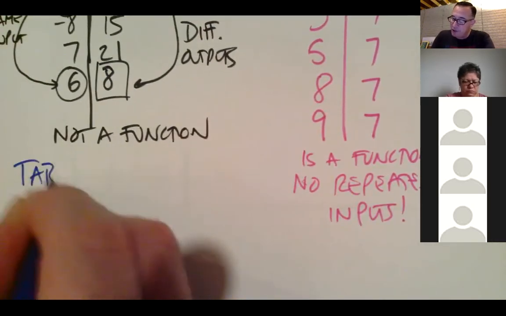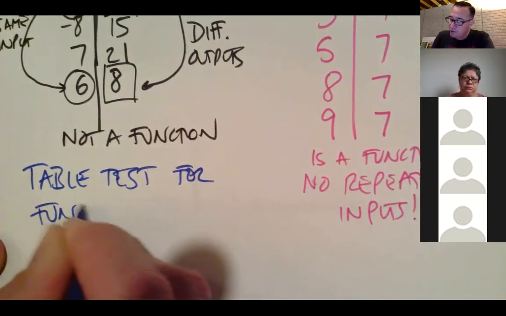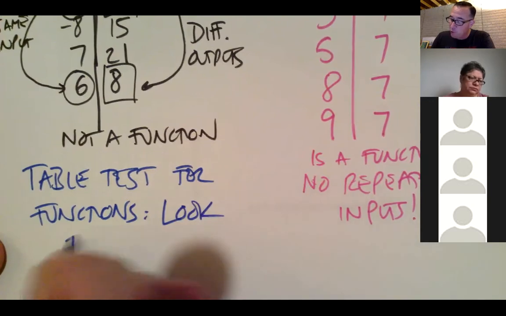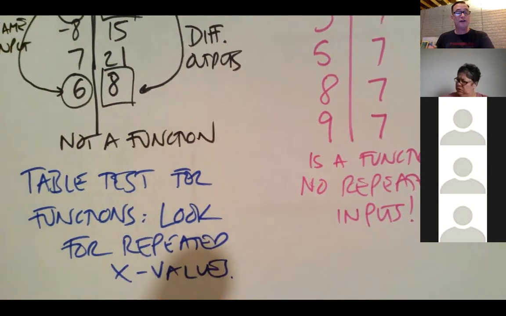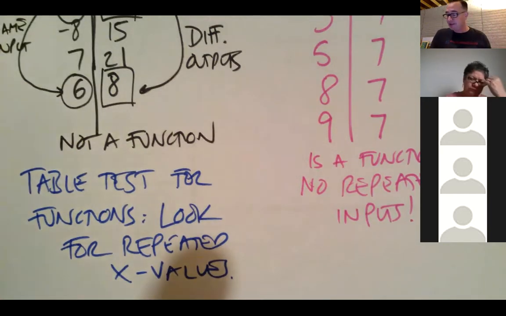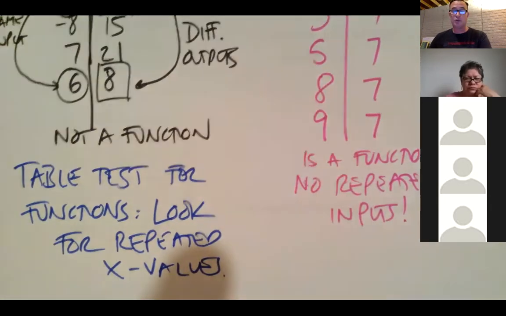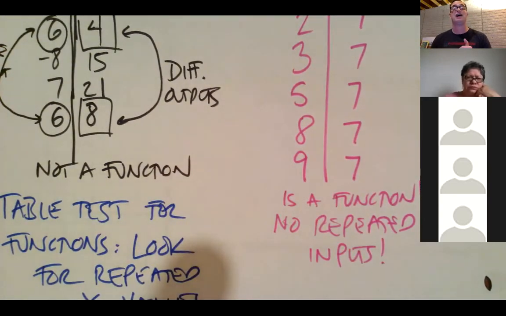And so that's the thing that I want you guys to write down, the table test for functions. What you're going to do is look for repeated X values. The reason you're looking for repeated X values is because if an X value repeats, that means you have an input that has more than one output. So it's not a function, like this 6, 4 and this 6, 8 that we had from before. In this case, since none of my X values repeat, each of them has the same output, but it doesn't matter because they each have one output.